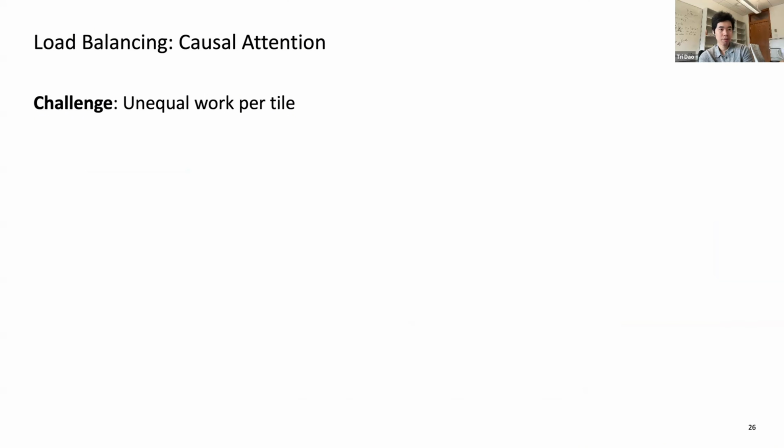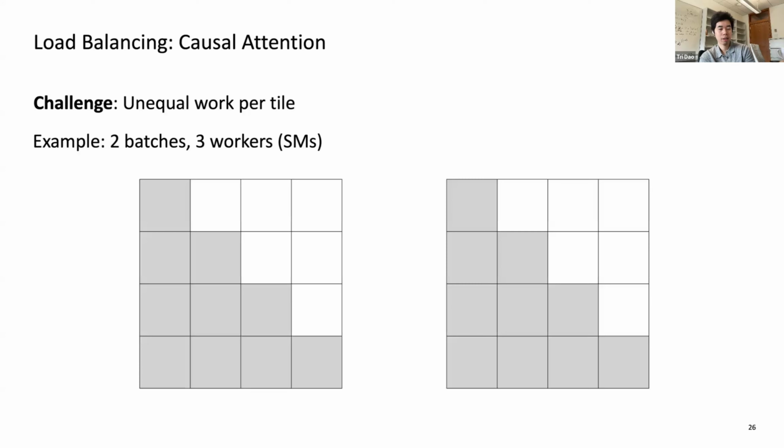Another technique, again focusing on pre-filling, is you need to do better load balancing. The challenge here is, if you're doing causal attention, which nowadays is most of the cases, you're going to have unequal amount of work per tile. So let's see how that works. Here's an example. You have two different batches. You have three workers. Each batch has four work tiles. One work tile is one unit of work, here just a horizontal band. And because it's causal, we're only going to compute the blocks that are shaded. Blocks in white, we're not going to compute.